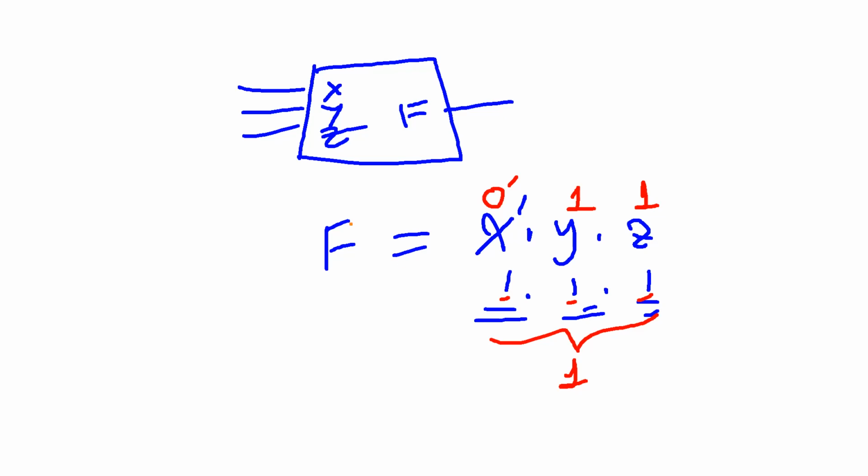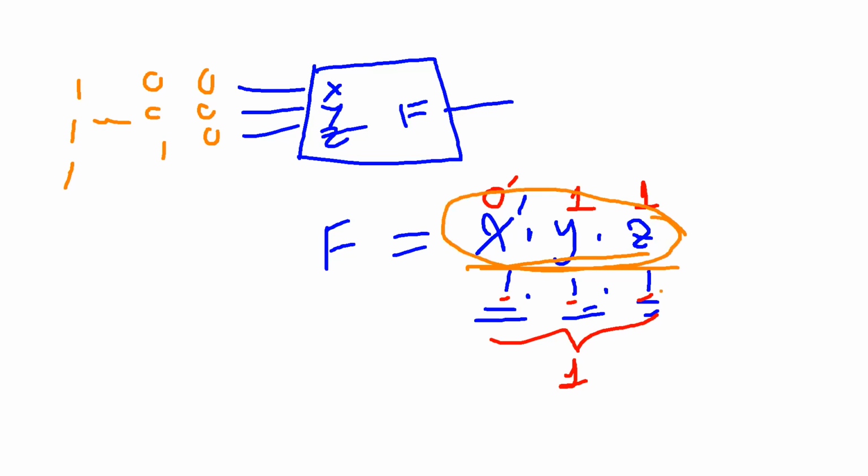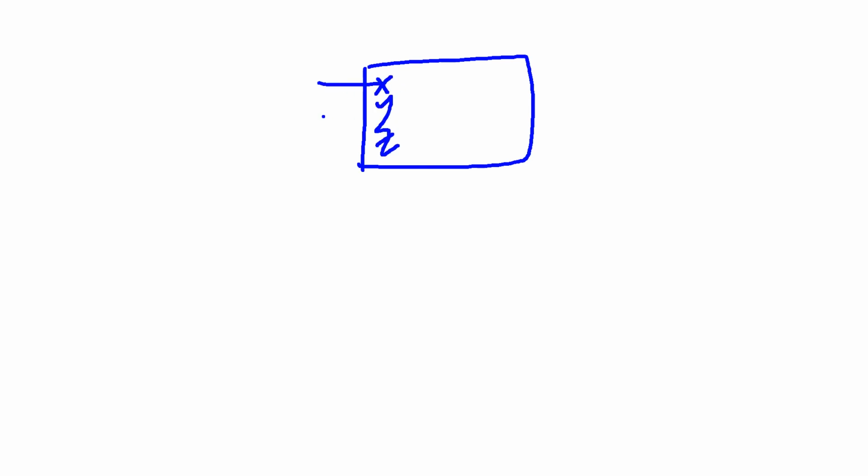For another value of the input, for example 0, 0, 0, or 0, 0, 1, and so on, 1, 1, 1 doesn't make this term 1. So this term will be 1 only in one case, when the value of x, y, and z is 0, 1, 1. So this term is a minterm. Very easy, right? How about this one? If you understand, I think you can find minterms.